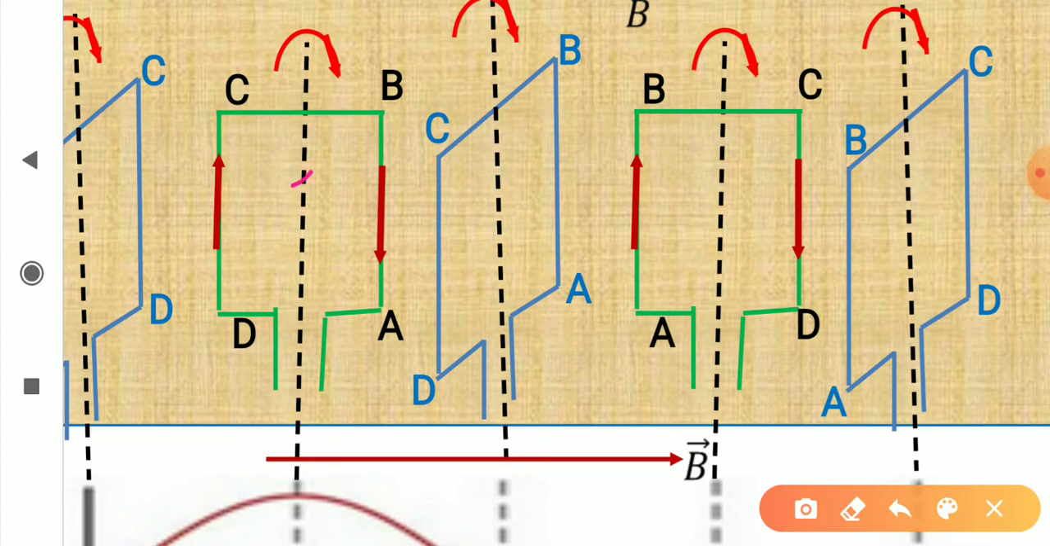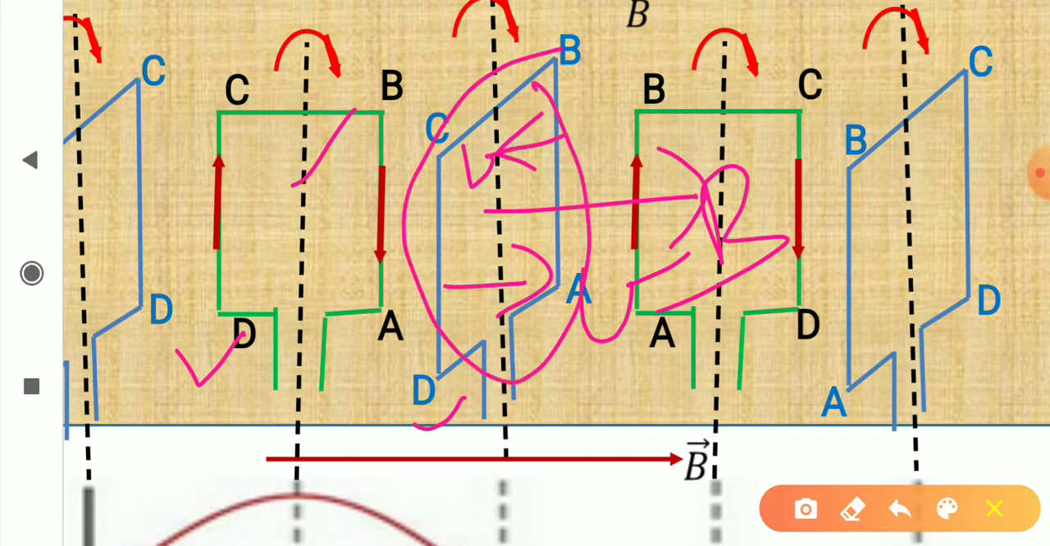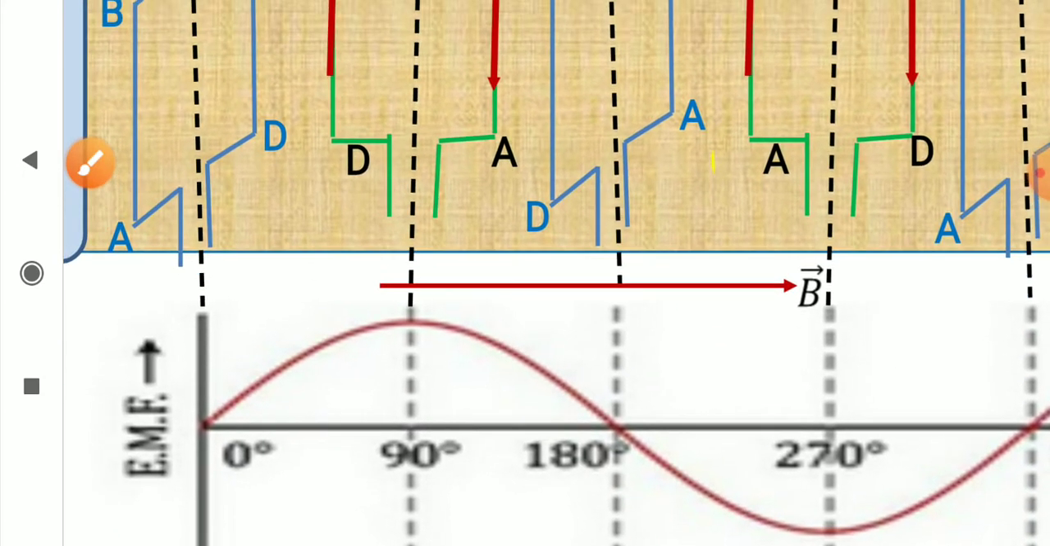So we have discussed this part. Now let us discuss this part. After taking half rotation, the CD, which was here, comes in the front. Now the coil is placed perpendicular to the plane of paper, and magnetic field is in the plane of paper. So now this CD is moving parallel to magnetic field, so no induced EMF, and BA is moving anti-parallel to magnetic field, so no induced EMF. So in this situation, the induced EMF is 0.